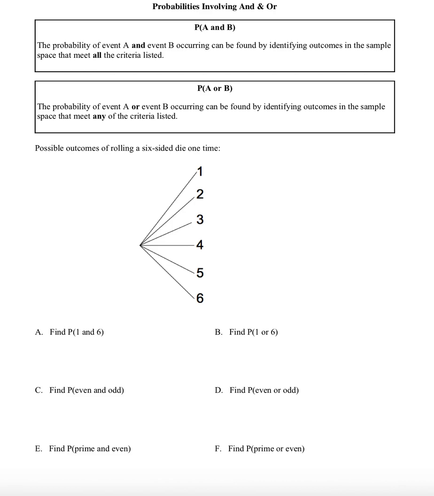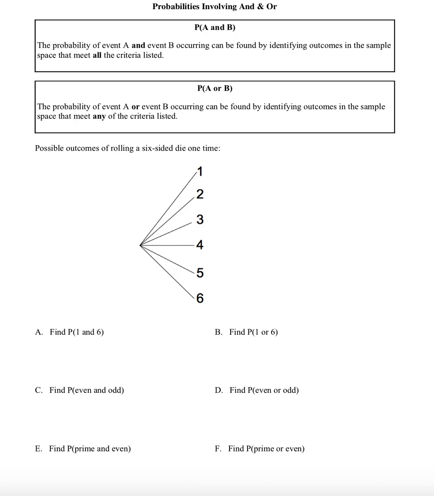I'm going to do a simple example from the tree of rolling a six-sided die one time. It's important to make note of what the actual experiment is and how that could relate to an "and" and an "or." So let's do letter A here. Find the probability of 1 and 6.